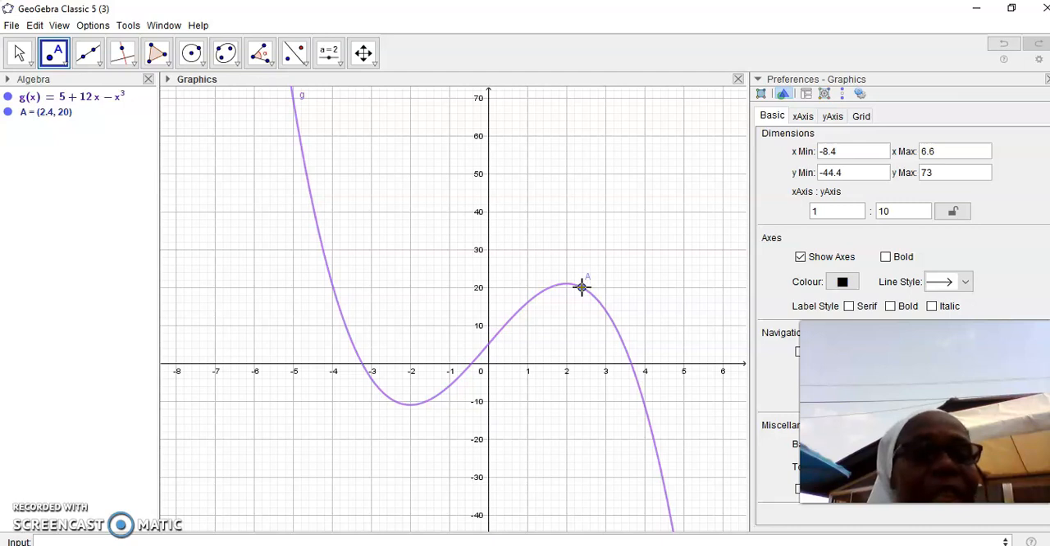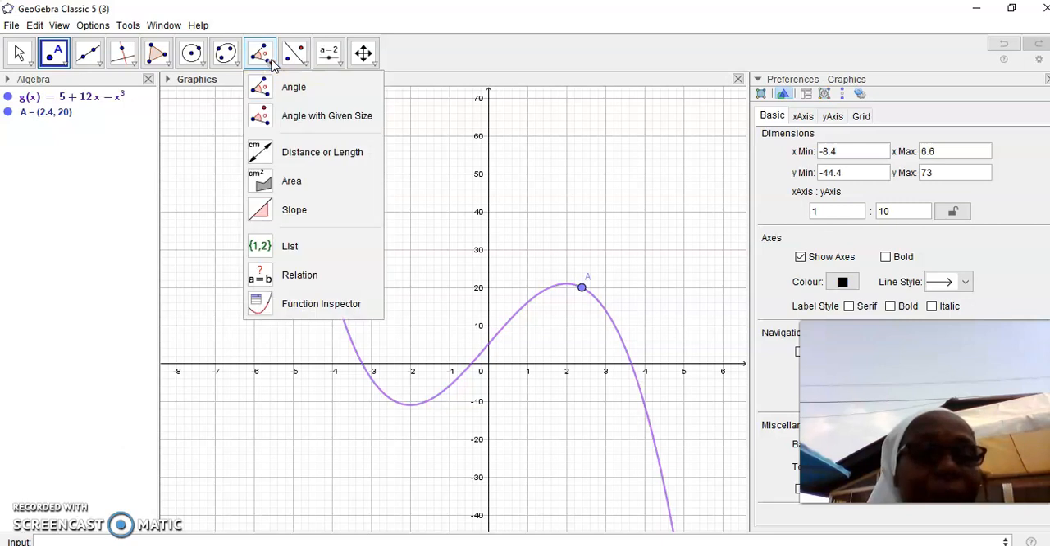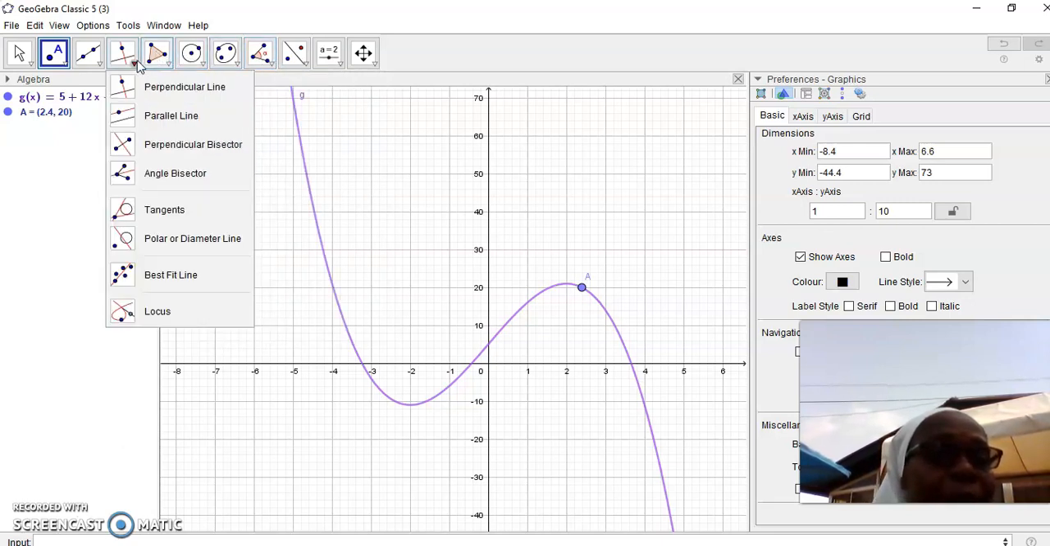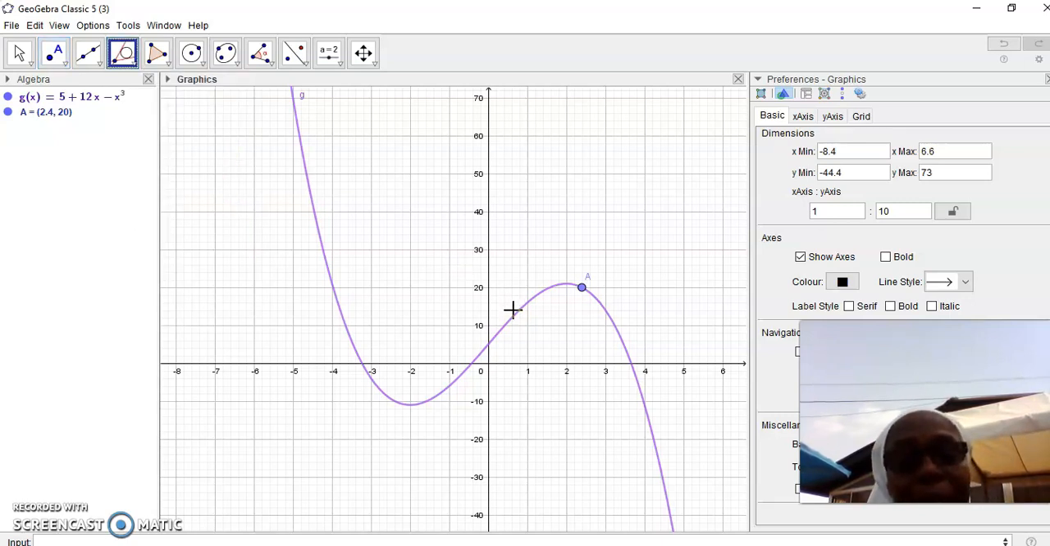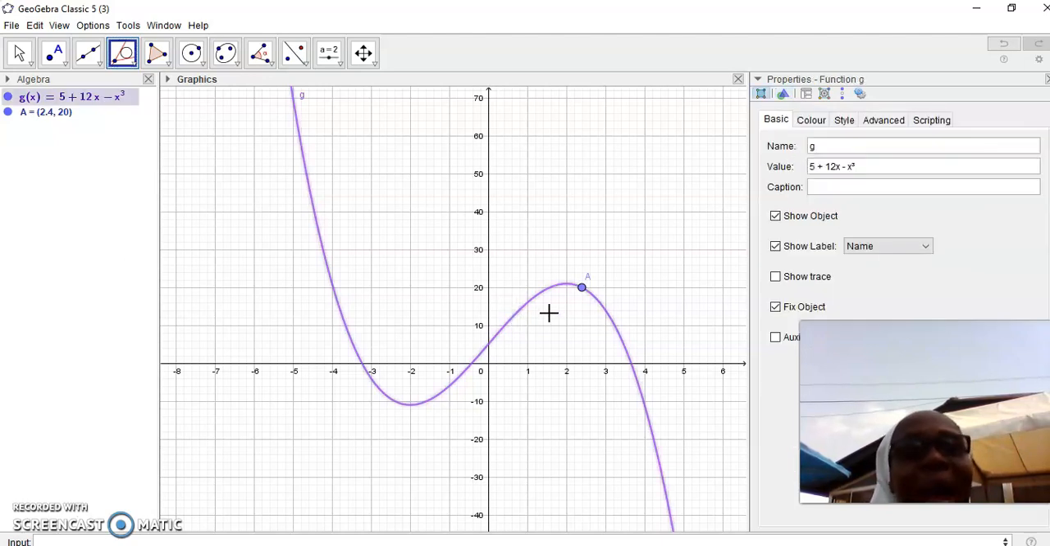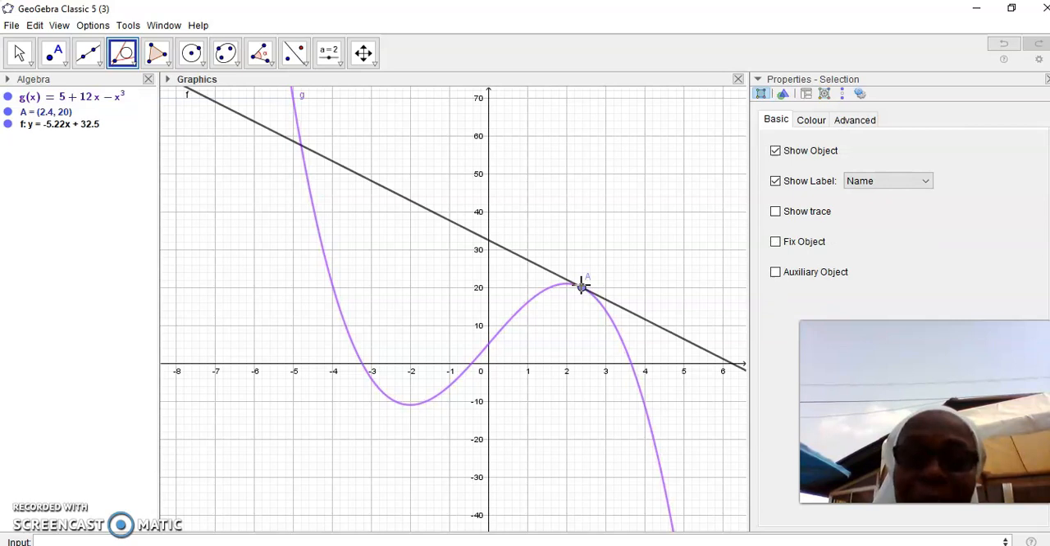And the coordinates have been given on my left hand side as 2.4, 20. Now, I need to attach a tangent to this curve at this very point because I want to know the gradient of this curve at this point. Looking at the toolbar, the fourth icon has what I'm looking for. The fourth icon has the tangent icon. So I click on the curve and I click at the point where I want the tangent to be, and automatically GeoGebra attaches the tangent, and the equation of the tangent is given on my left hand side here.